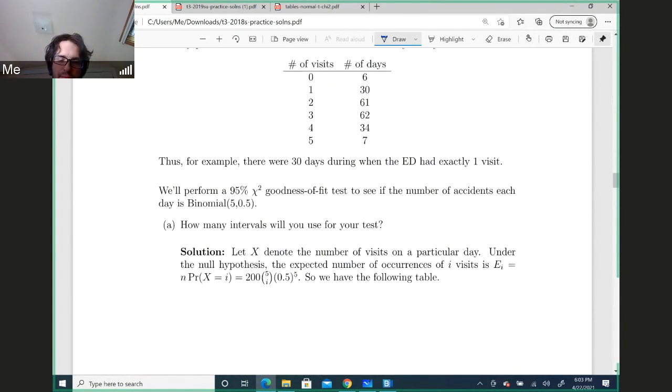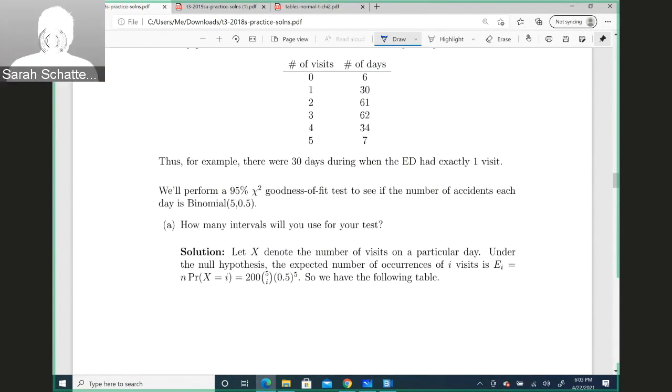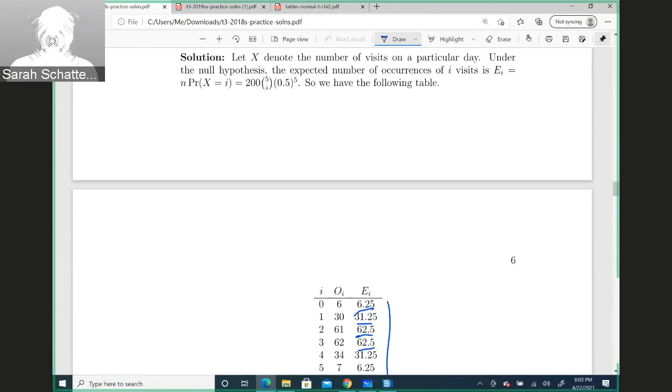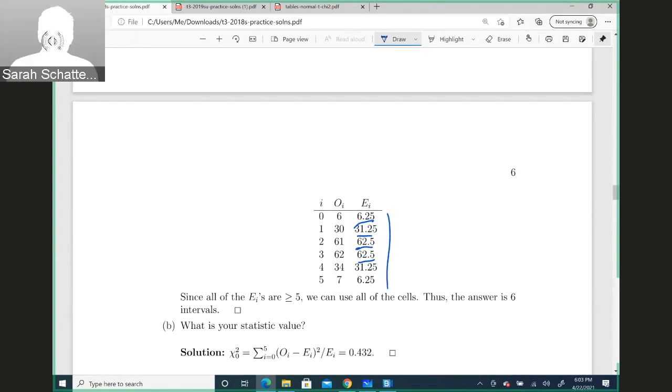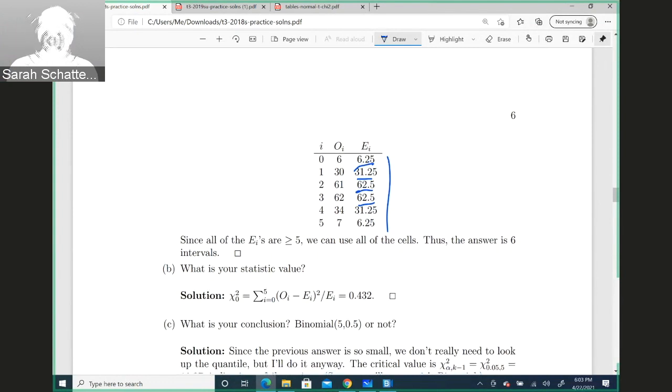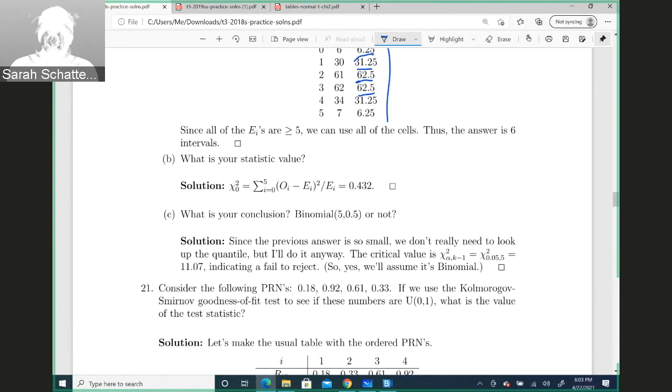Yeah, I was surprised by the outcome because I thought it was saying that's a pretty probable outcome, and there was only 7 days that had 5 visits. I'm not following your question. When you say outcome, you mean the conclusion in part C? Yeah, and B too.